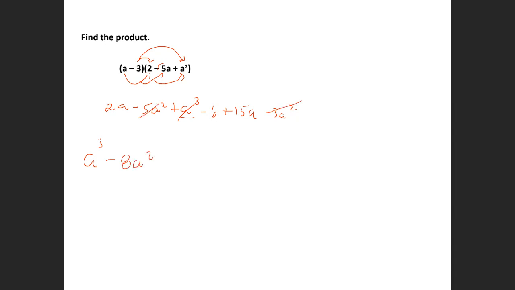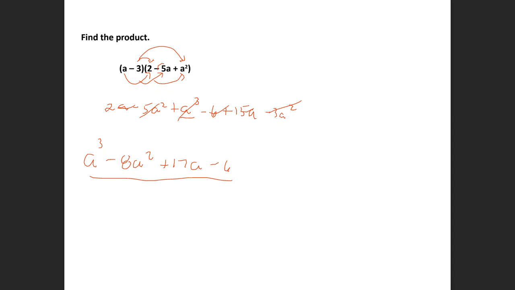Now I'm going to put together things that are like terms. So I have a to the third. There's nothing I can combine there, and I want to put it in standard form too, which is highest power to lowest. So a to the third goes first. I have negative 5a squared and negative 3a squared. That gives me negative 8a squared. I've got a 2a and a 15a, so I can add those together because they're like terms, and minus 6. So that would be simplified down and written in standard form, like we've learned, going from the highest power to the lowest power.